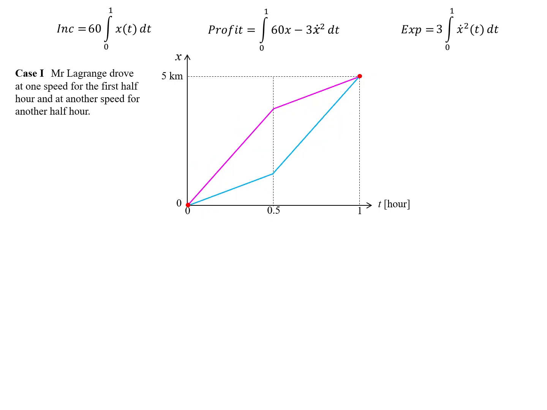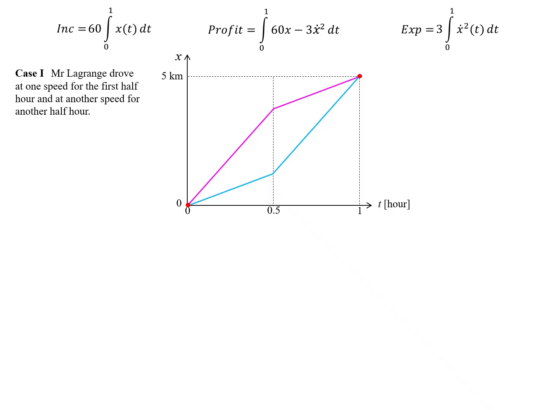Special case 1. Mr. Lagrange drove at one speed for the first half hour and another speed for the second half hour. Considering the two options of the blue and the pink curves, which one do you think will result in higher profit? You can pause the video to think about it.